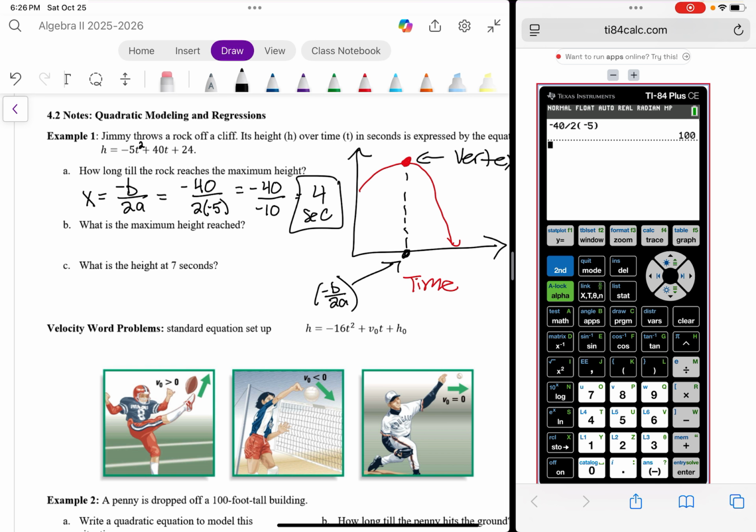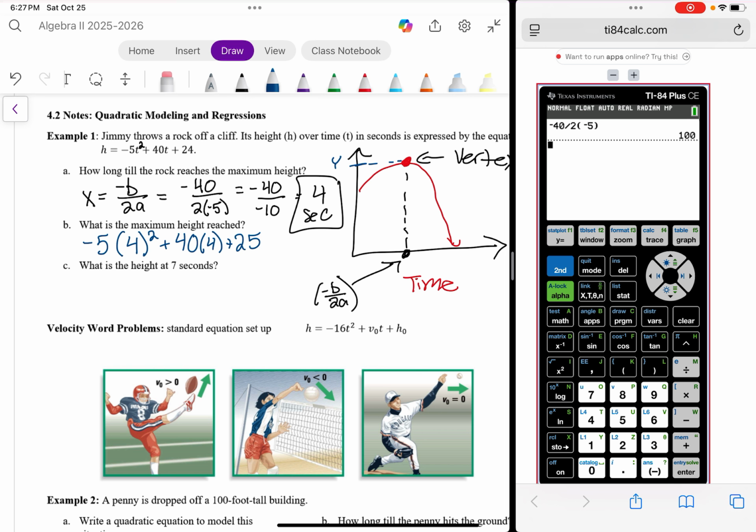Okay, so our next question, what is the maximum height reached? We found the x value of our vertex. That gave us the time. The y value over here is then going to be our maximum height. So in order to get that y value, we take the x and plug it into our equation, or in this case, t. Instead of that t, we're going to plug in 4 because we know it takes 4 seconds to get to that height.